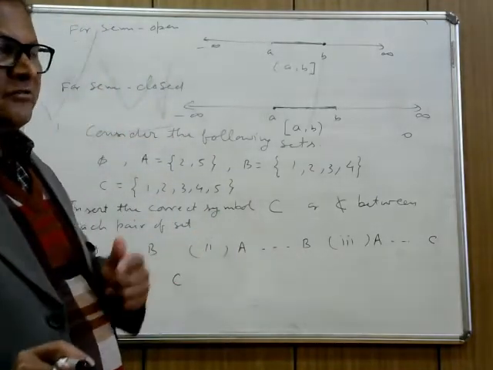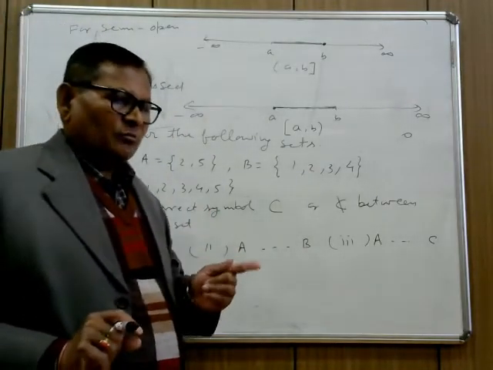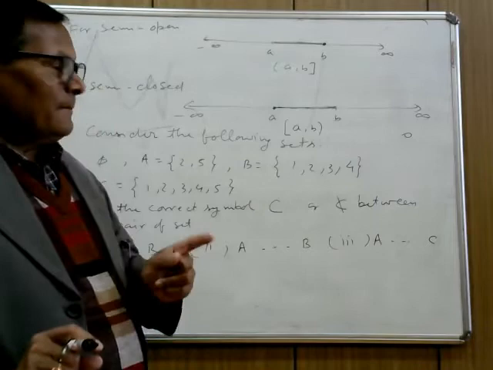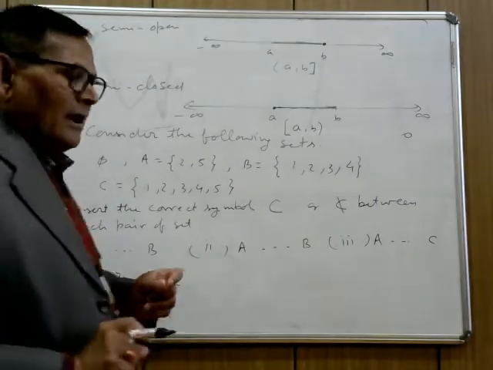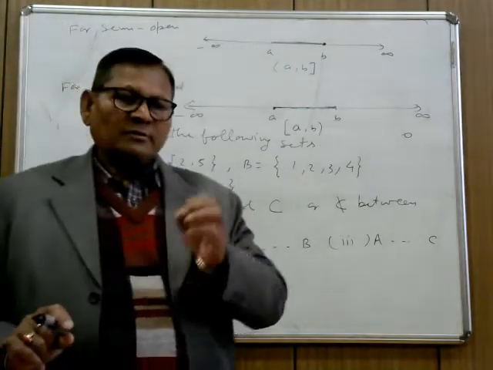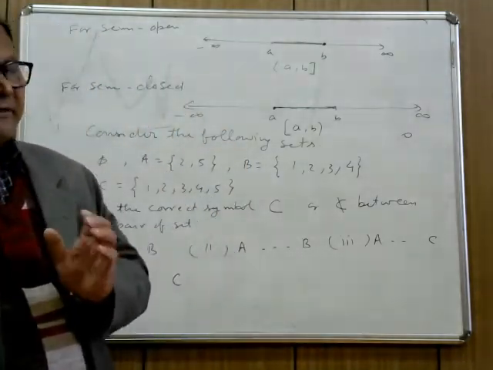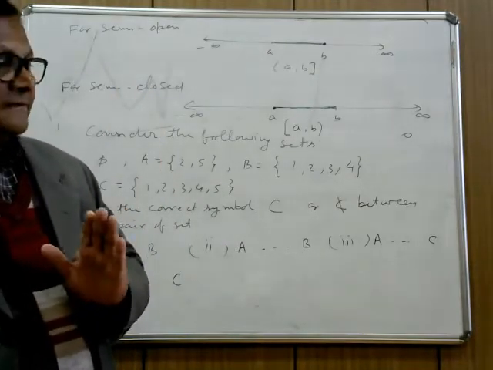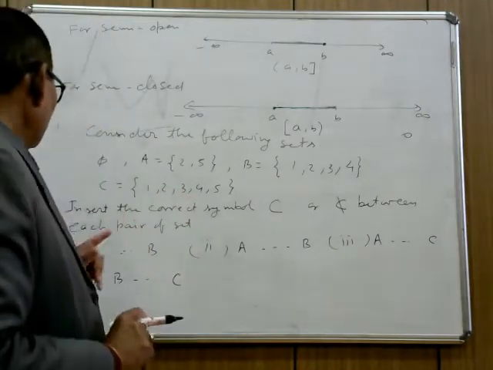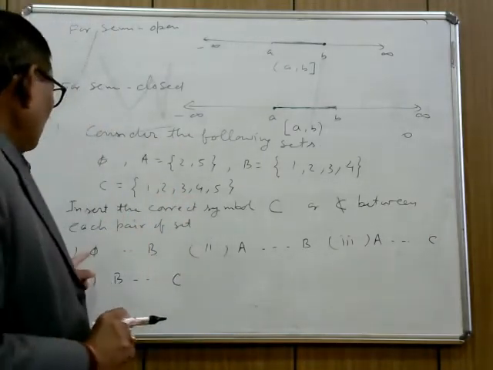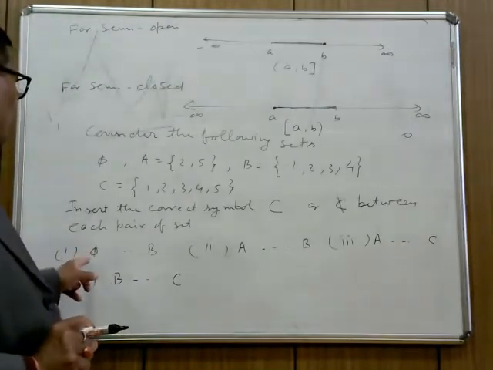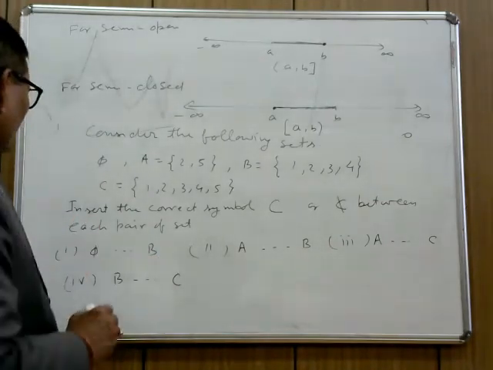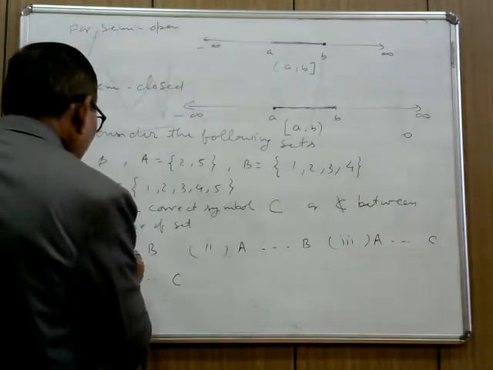So first you remember the definition of subset. A set A is said to be a subset of B if every element of A is an element of B. Then it is a subset. And you have seen in the note, empty set is a subset of every set, and the set itself is also a subset of that set. So these are two properties of subsets. In the first question, your phi is empty set and B is {1, 2, 3, 4}. Since empty set is a subset of every set, you put the symbol here: is subset of.